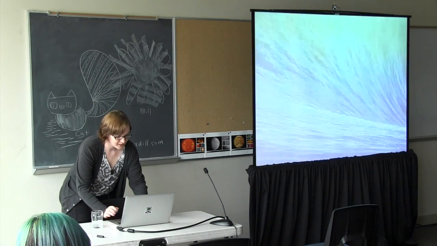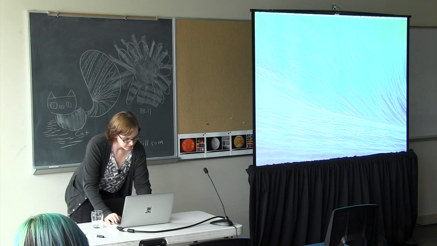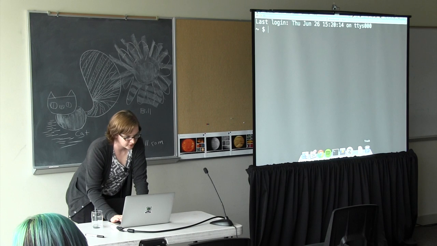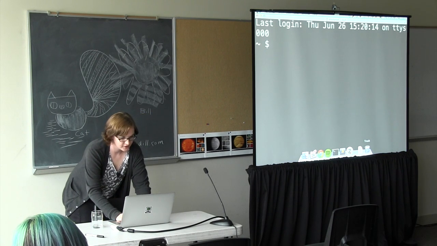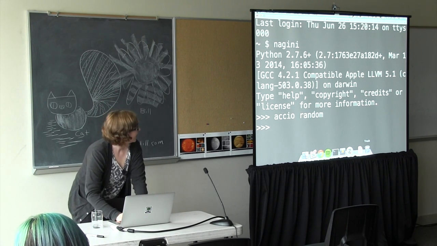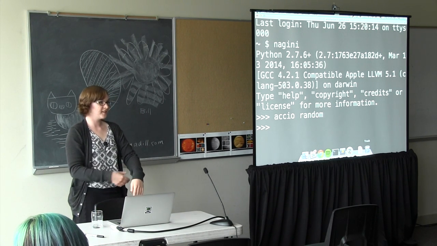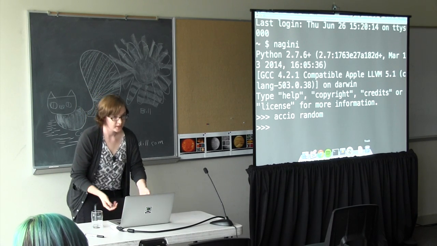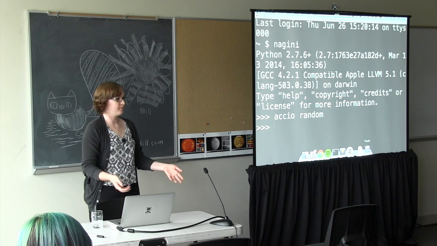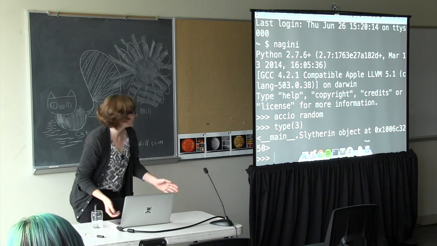So maybe I can show you this other stuff. When I first started working on this project, I tried doing this a while ago and it totally broke. So we'll see if this works. But I have Nagini here, and it fires up, and I can Accio random, right? And one of the things, when I started, I tried overwriting built-in functions. So a built-in function would be something like type. So you can say type of 3, and then it should say int or something, like the type of that object. So if we try type of 3, it will tell us that it is a Slytherin object.